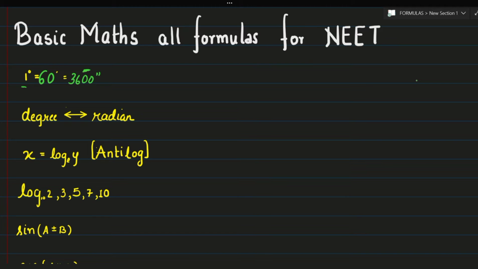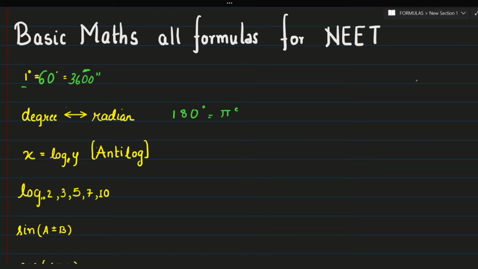Mostly this conversion is used in the units and dimensions chapter, where they have given the diameter of the planet and the angular diameter as 360 seconds or something like that, where conversion is very important. So these formulas are used later on in the chapters. Next, degree to radian: simply, 180 degrees is equivalent to pi radian.